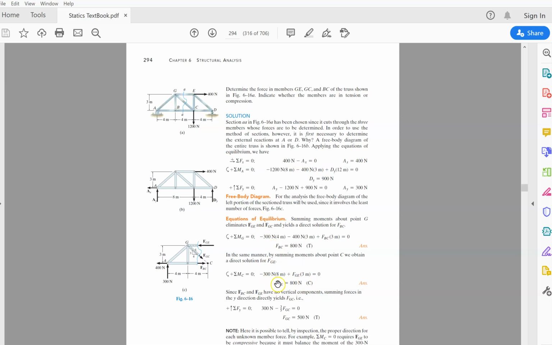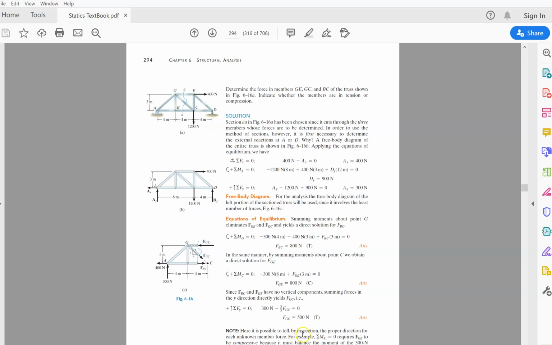The last part. We have solved for BC, we have solved for GE, so the last part would be to solve for the GC. In this part, we can just use your Fy equals to 0. So look at what is Fy: 300, and then your GC made into Y direction, and then you can solve your GC as 500 tension. In this example question, the directions are correct. But if you calculate and your final answer is negative, don't worry, don't panic. You just have to turn the direction around.